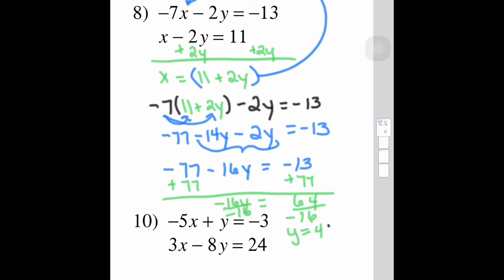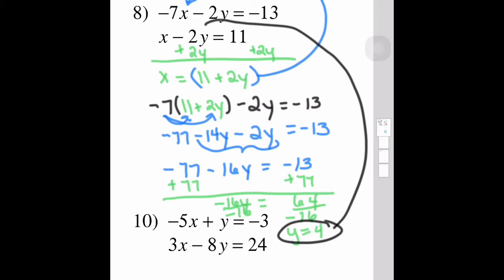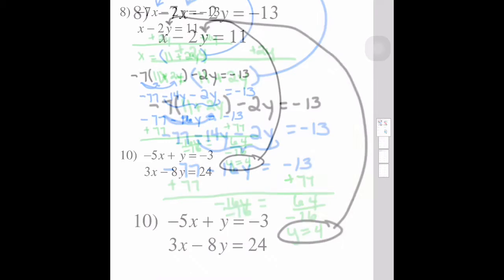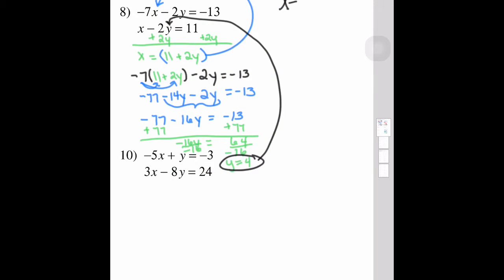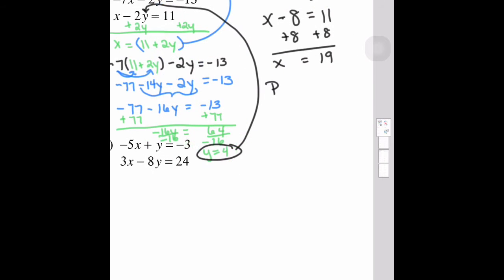So now I've got to take what my y equals and plug it back into one of my first equations. So I'll plug it back into the second equation for that y. So then I have x minus 2 times my y equals 11. My y is equal to 4. X minus 8 equals 11. Add 8 to each side. X equals 19. Therefore, my POI, my point of intersection of these two equations, is 19, 4.